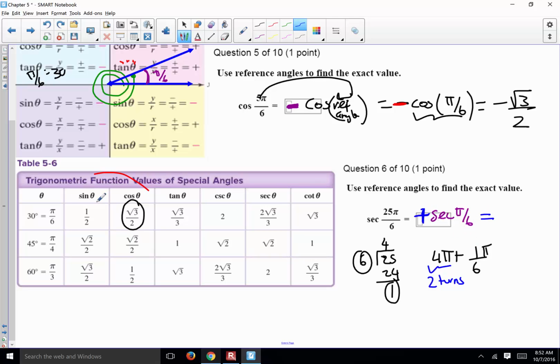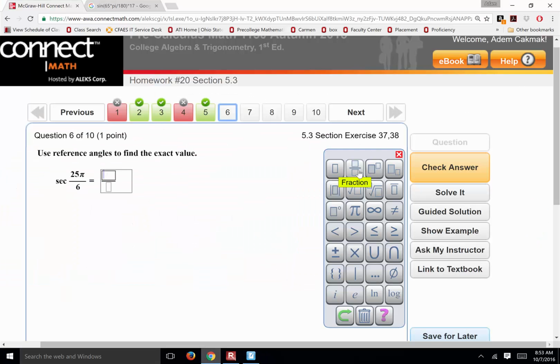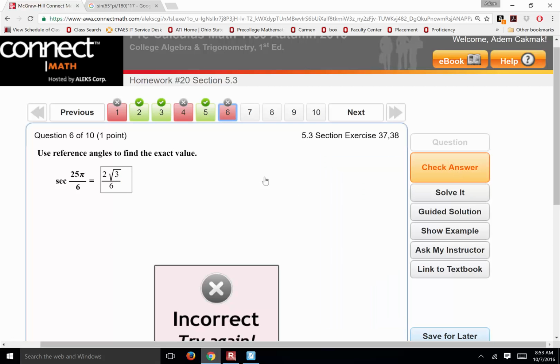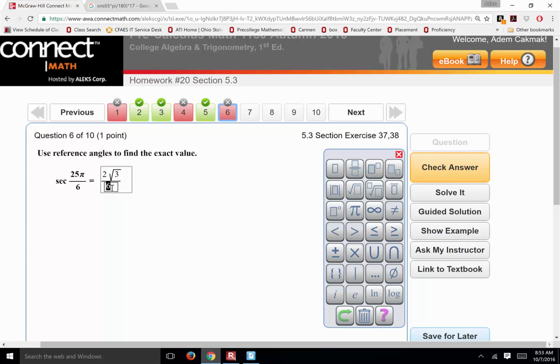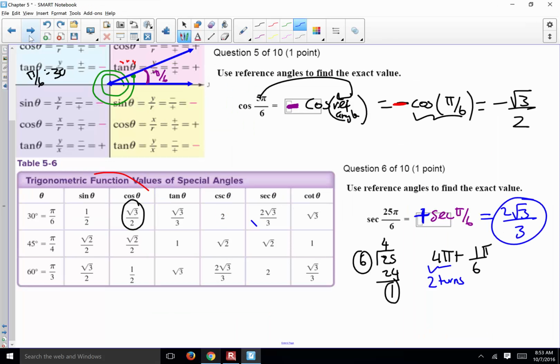Secant pi over 6, is it in the list? Yes, it is. 2 root 3 over 2. No, 3. Got it? Makes sense? Alright. Oops. It's not 6, I believe it's 3. Alright, we are almost halfway through. We're going to continue next time with more questions.